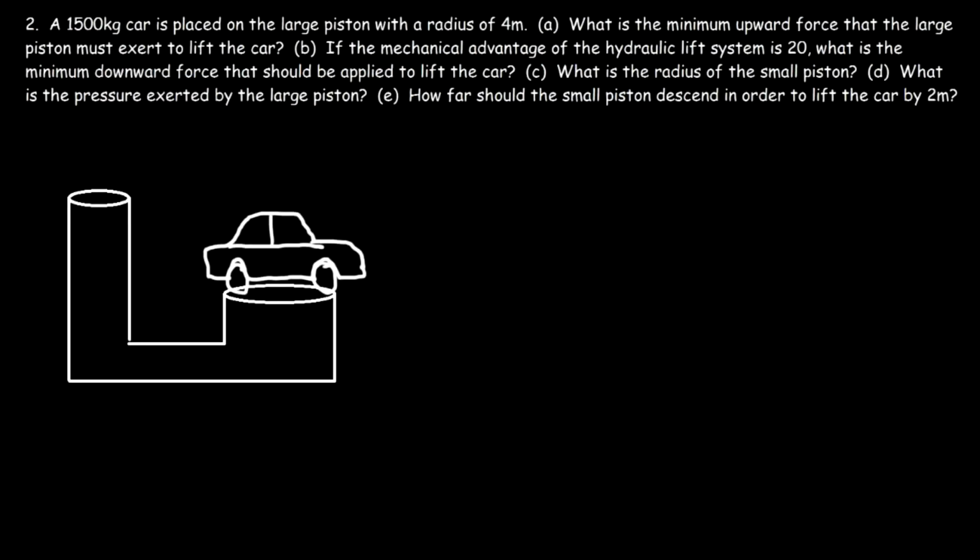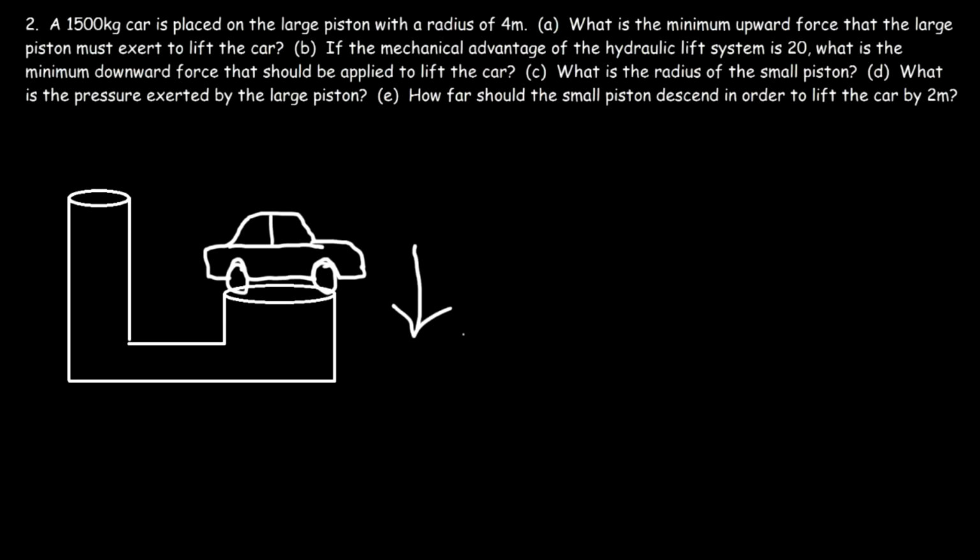So before we start this problem, you may want to pause the video to see if you could do it yourself. So we have a 1500 kilogram car, and it's placed on a large piston which has a radius of 4 meters. What is the minimum upward force that the large piston must exert to lift the car?